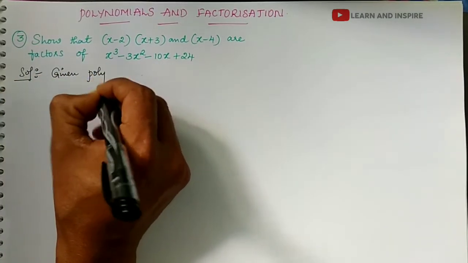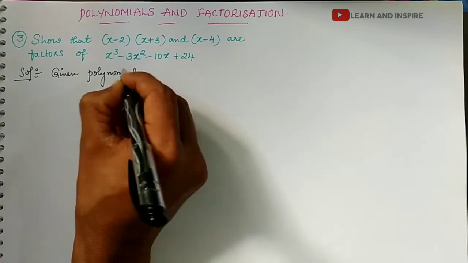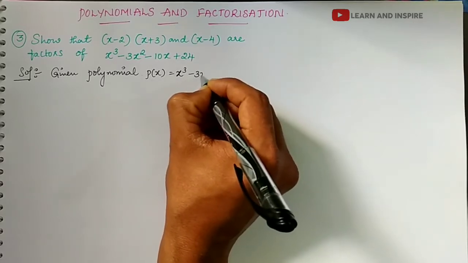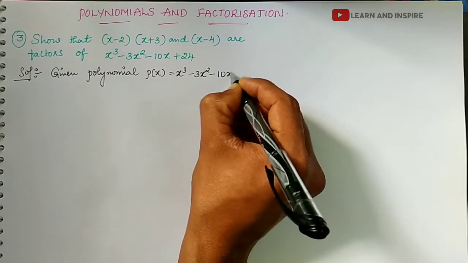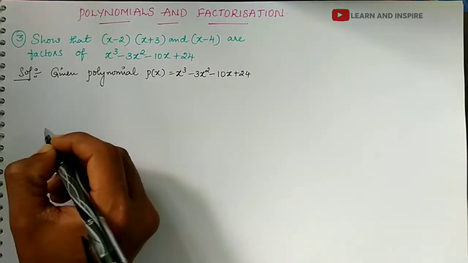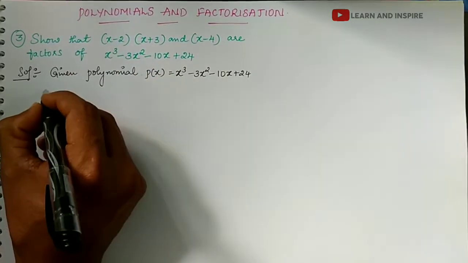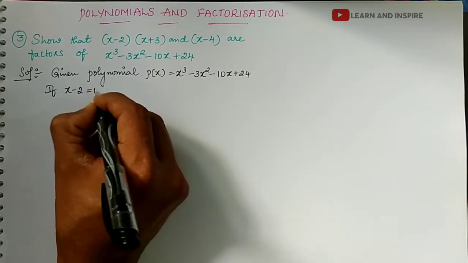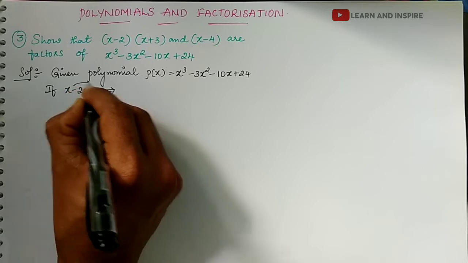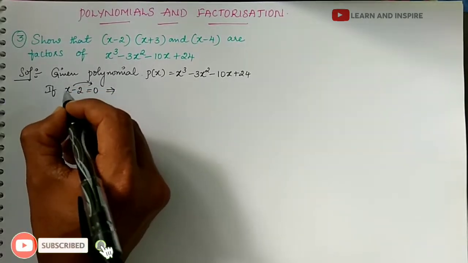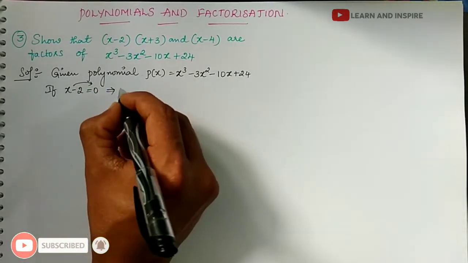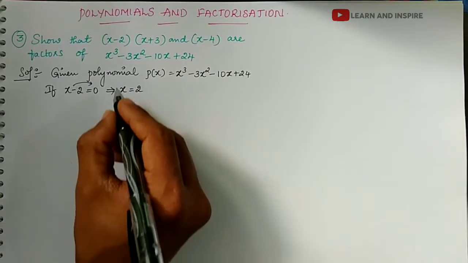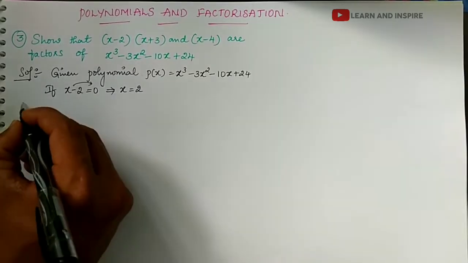Given polynomial: p of x is equal to x cube minus 3x square minus 10x plus 24. So this is the polynomial given. And what is the first one? If x minus 2 equals 0, then we have to find the value of x by transposing minus 2 to the RHS. Then we get the value of x. x is equal to 2. So we have to substitute x equals 2 in the given polynomial.